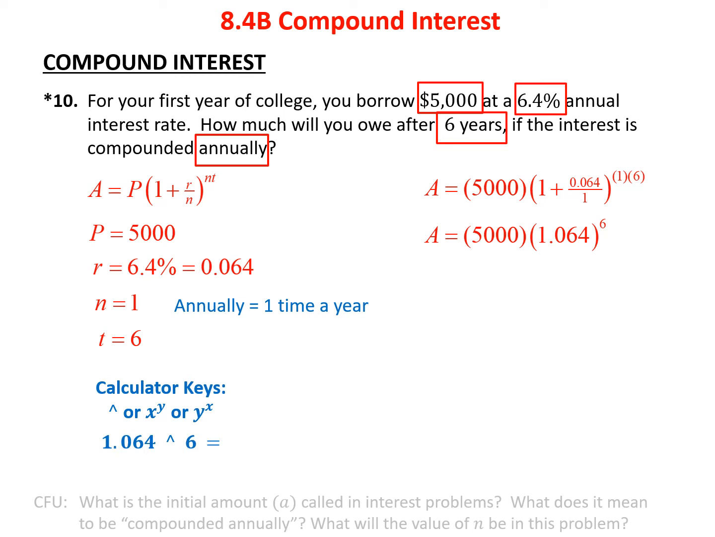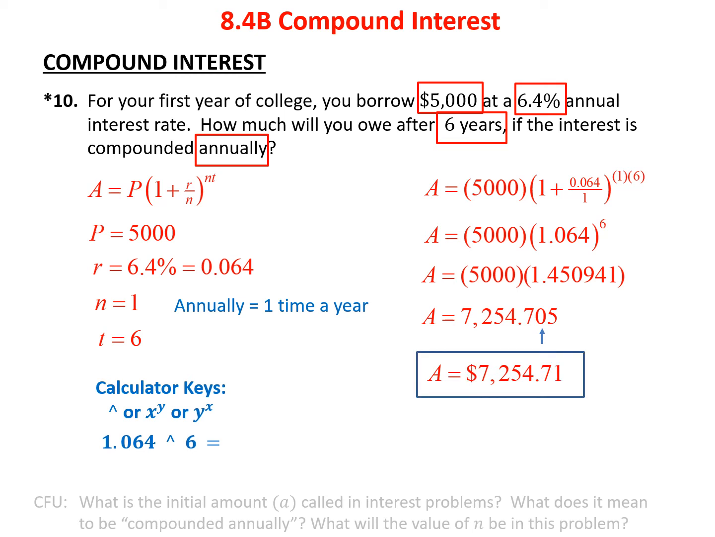1.06 to the 6th equals about 1.450. Multiply it by 5,000, round off to the nearest penny, and you see that at the end of 6 years, the $5,000 you borrow, you owe them $7,254. Okay? So when you borrow money, that interest is compounding and it's getting bigger and bigger. So when you borrow money for college, you want to pay it off as soon as you can.